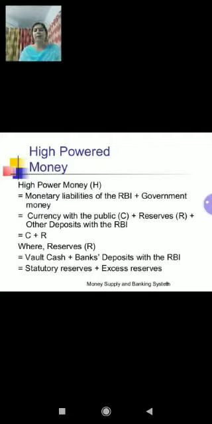Children, what is high-powered money? When we talk about high-powered money, the overall supply of money ultimately depends upon the amount of central bank money, that is money issued by the central bank. The central bank money is sometimes called high-powered money and it is also known as monetary base. It consists of currency, notes and coins held by the public and the deposit held by the bank as a reserve with the central bank.